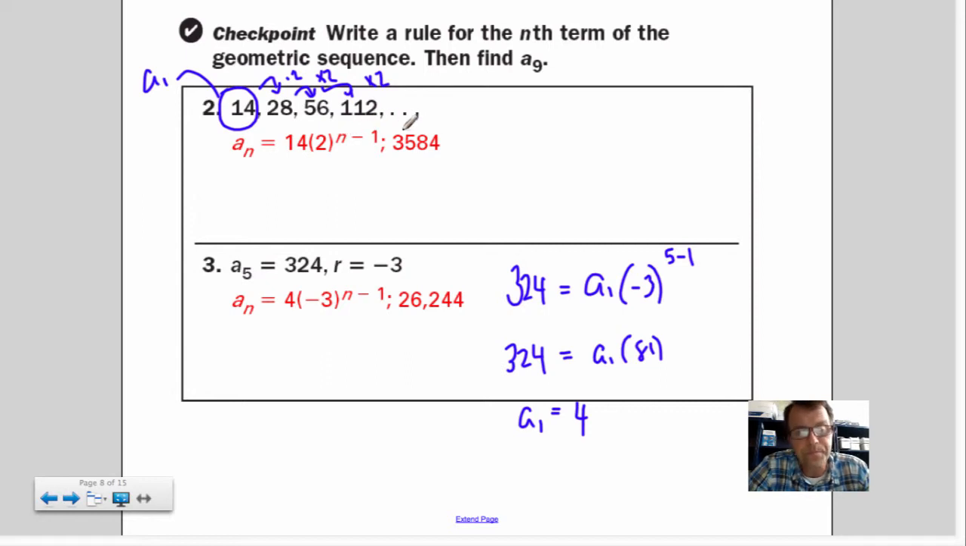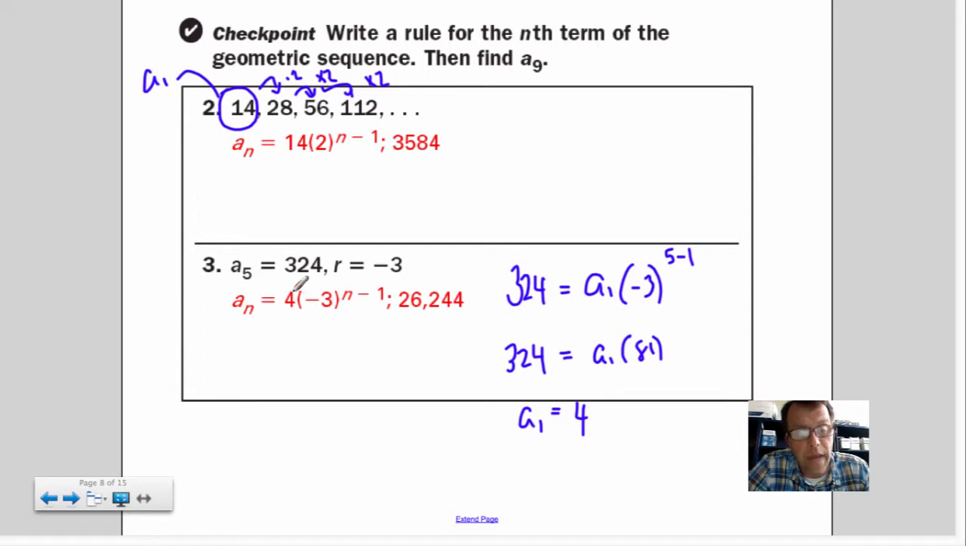No big deal. This one's a little trickier. So given this first bit of information, the 5th term, you should plug in 324 for that 5th term and set n equal to 5. And then you just calculate for a sub 1, right? Negative 3 to the 4 is 81. 324 divided by 81 is 4.